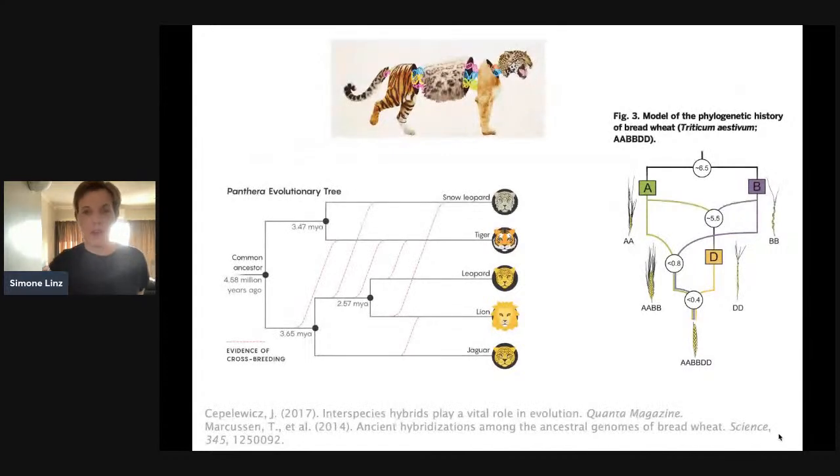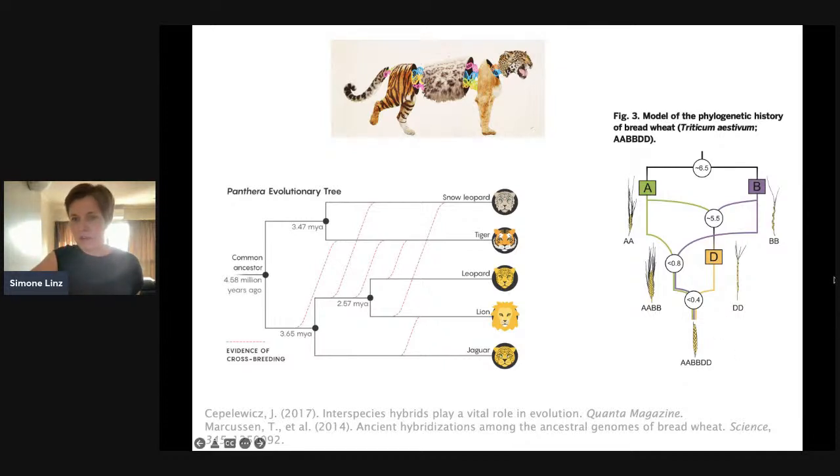So let me start by giving you 2 motivating examples, if you like. The first one on the left-hand side of the slide is a phylogenetic network that represents the evolutionary history of the 5 big cat species. And since they have diverged from a common ancestor about 4.6 million years ago, they have undergone several rounds of hybridization events, with the most recent one between lion and jaguar. So all the red lines here in this network indicate hybridization events. On the right-hand side of the slide, there's another example about the evolutionary history of bread wheat.